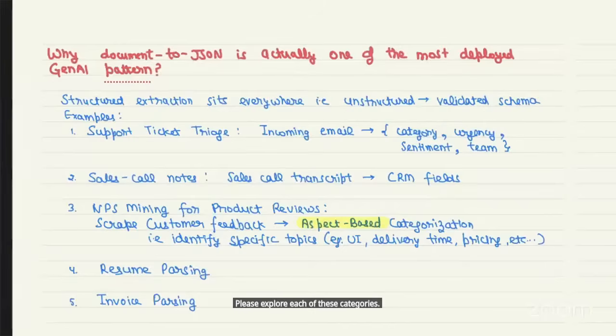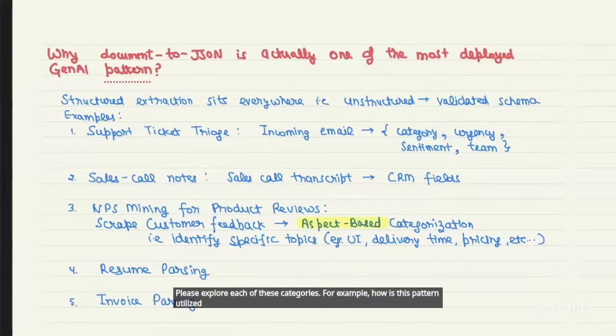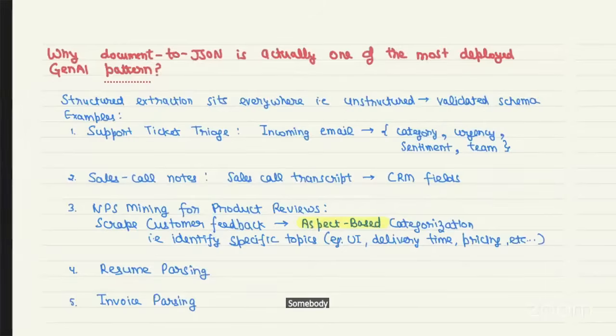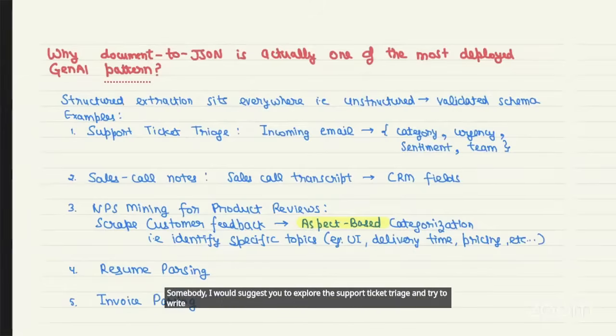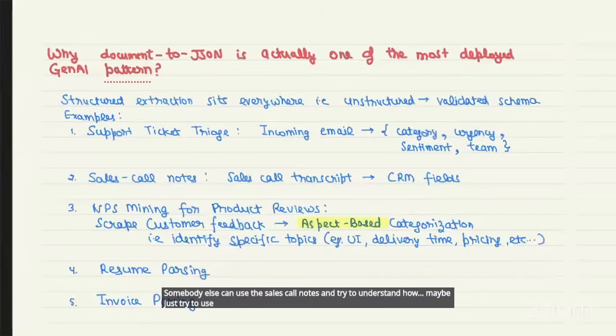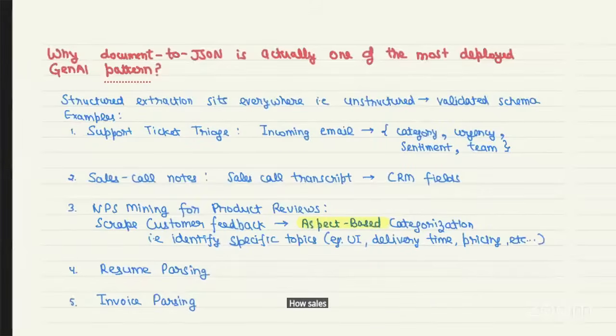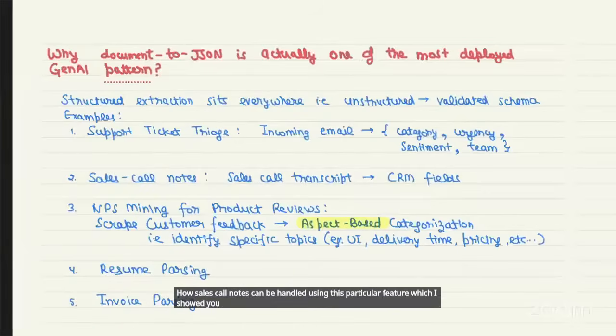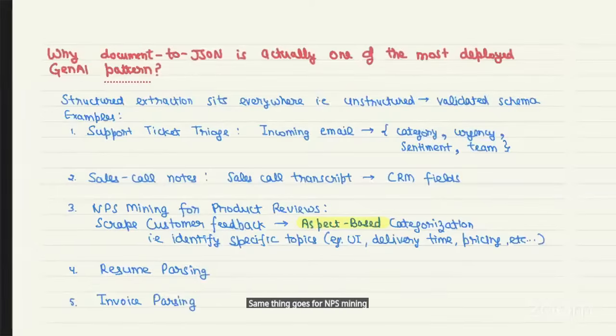For example, how is this pattern utilized in support ticket triage? Somebody, I would suggest you explore support ticket triage and try to write about it, maybe through a LinkedIn post. Somebody else can use sales call notes and try to use Google or ChatGPT to identify how sales call notes can be handled using the application architecture which I showed you before. Same thing goes for NPS mining of product reviews, resume parsing, and invoice parsing as well.